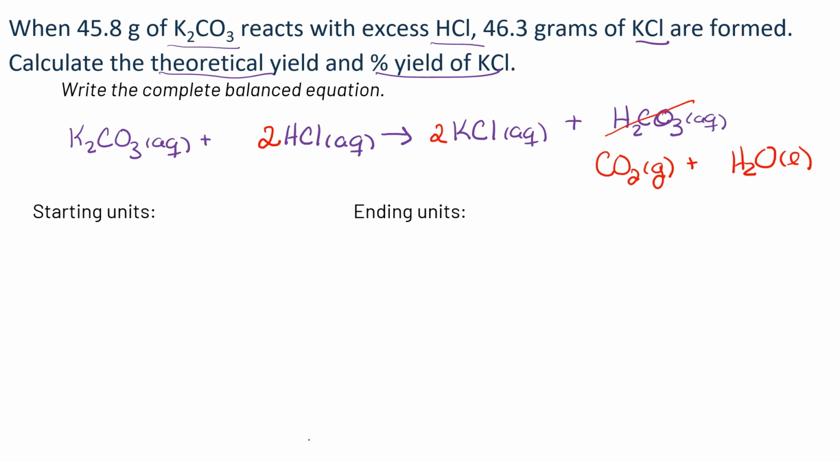So my starting units are going to be my grams of potassium carbonate, and my ending units are going to be the grams of potassium chloride. The other thing I know is my actual yield. So this is what happened in the lab. Someone in the lab did this reaction and got 46.3 grams of potassium chloride. So I'm going to need that in my percent yield portion of the reaction, but that's going to be for that second calculation. So I'm going to start with my grams of potassium chloride.